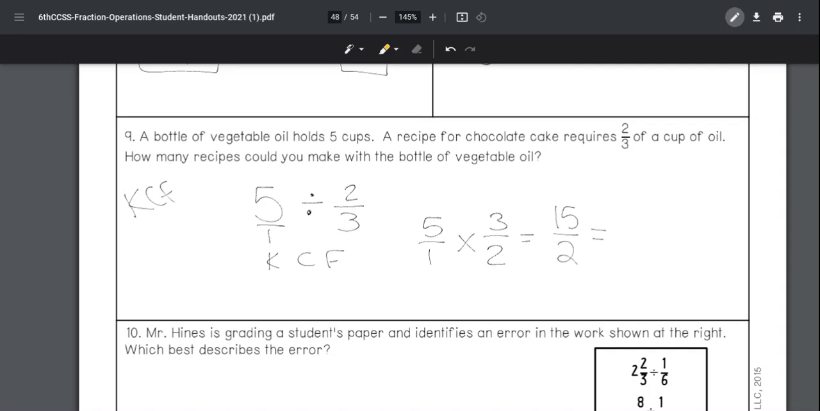Got to simplify. How many 2's can we fit into 15? 7. 2 times 7 is 14, which means I just took 14 pieces off the top and left with 1. Keep your denominator. How many recipes could you make with that bottle? We can make 7 and 1/2 recipes.